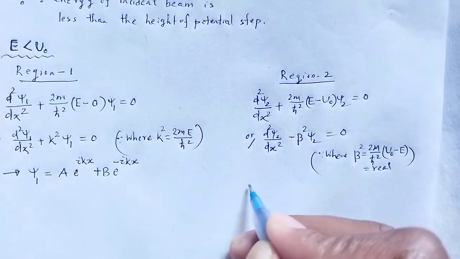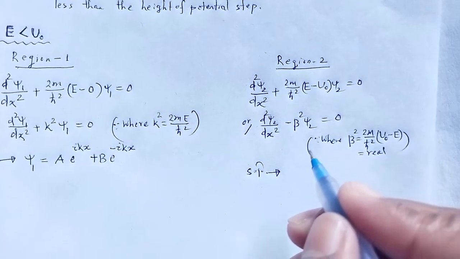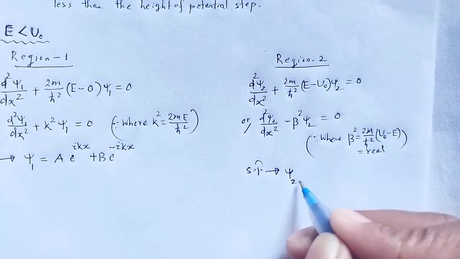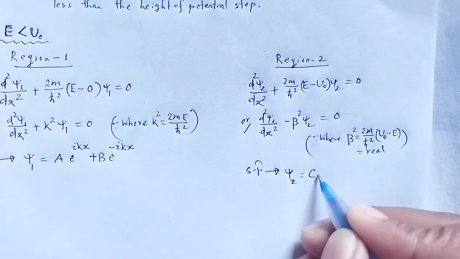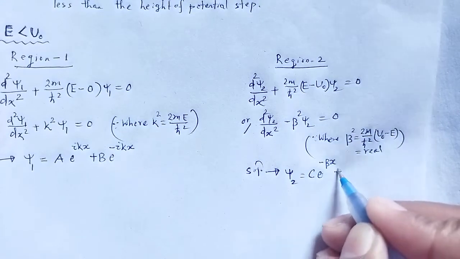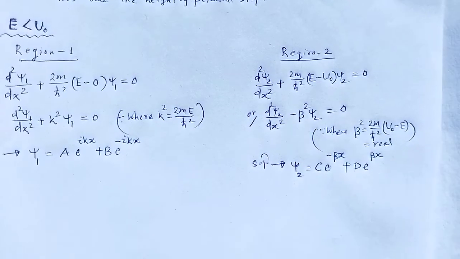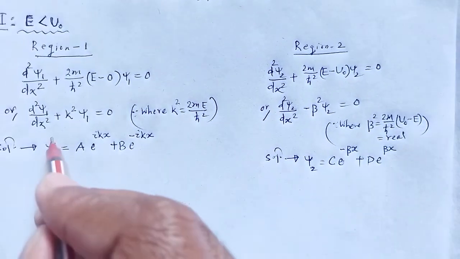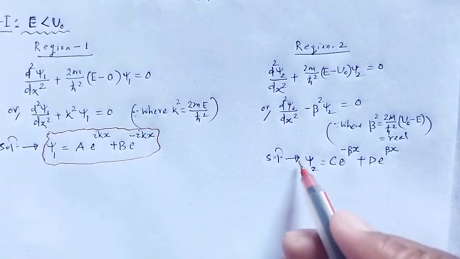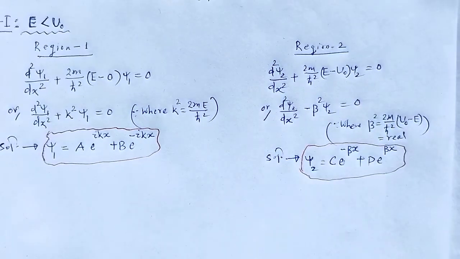And the solution of this type of differential equation is ψ₂ = C e^(−βx) + D e^(βx). That is the solution for region 2, and the earlier one is the solution for region 1.